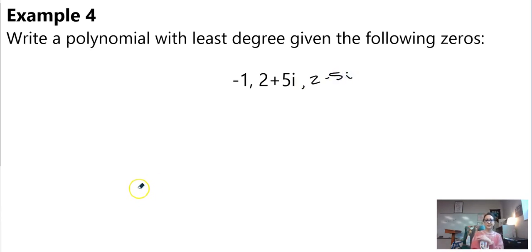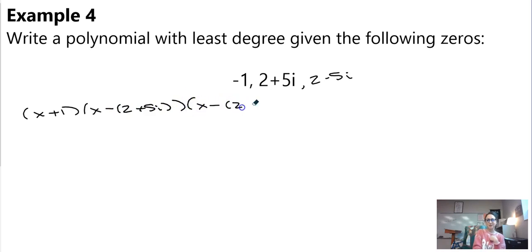Let's set this up, again, least degree. So f of x is going to be x plus 1, right? Always x minus your 0, so x minus negative 1, so x plus 1. Then x minus this 0, so x minus quantity, 2 plus 5i, right? Be careful with your parentheses there. And then x minus quantity 2 minus 5i. All right, so that's our setup.